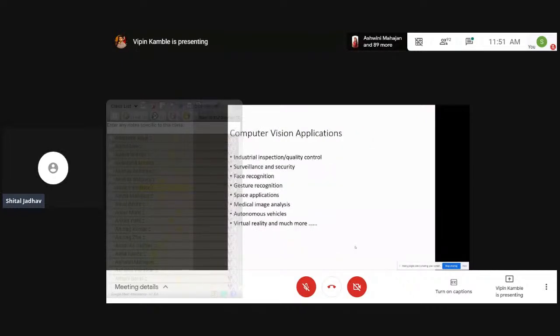So there are various computer vision applications attached to this topic, like industrial inspection and quality control. So it's not that image processing is a very small topic. It is a very large topic, and nowadays with the advancement of technology, image processing and computer vision are present in almost each and every application.